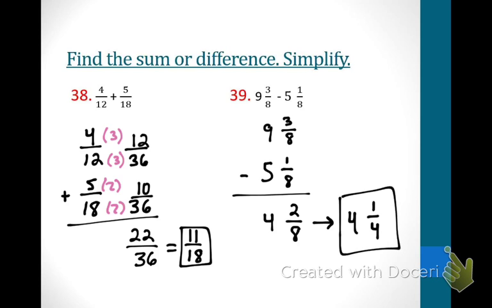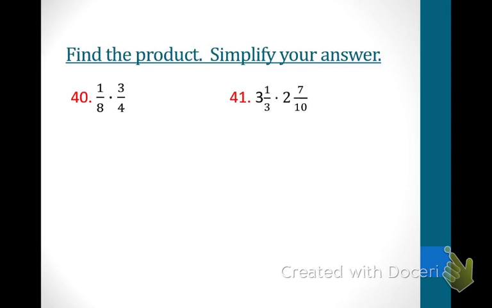How many of you got that correct? All right, if you didn't, once again, that's okay. Erase it and fix it. All right, these are going to be the final two problems that we do today. It says find the product and simplify your answer.